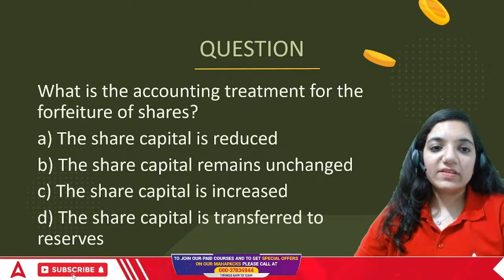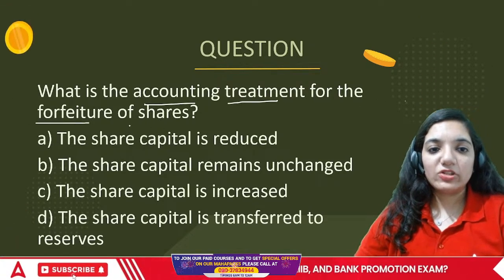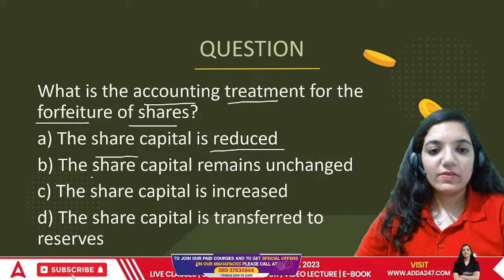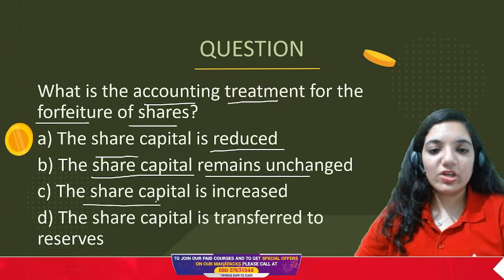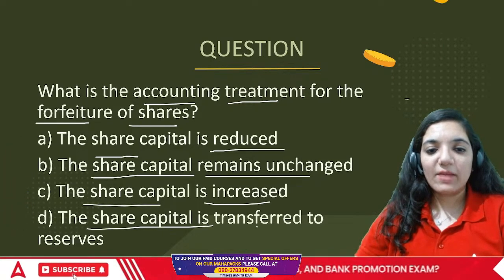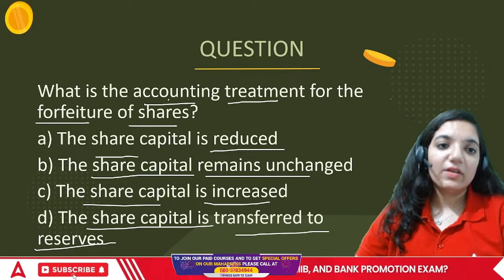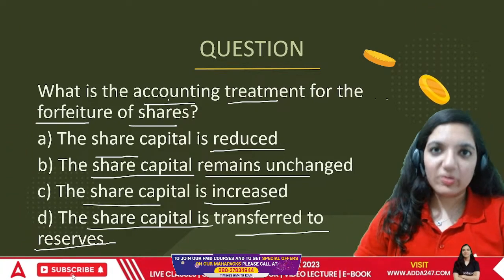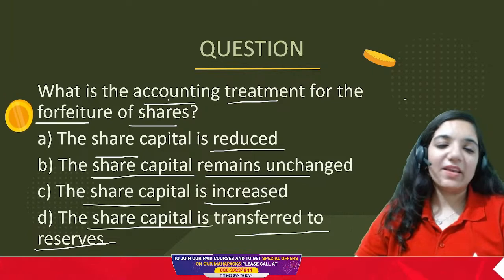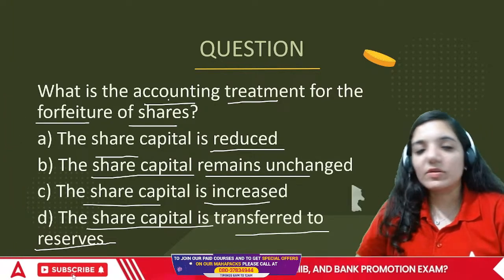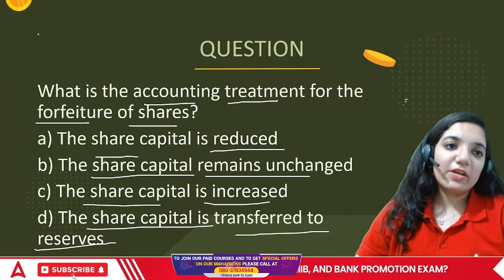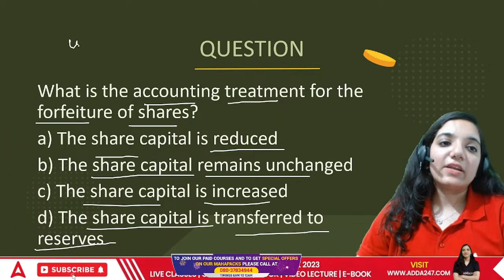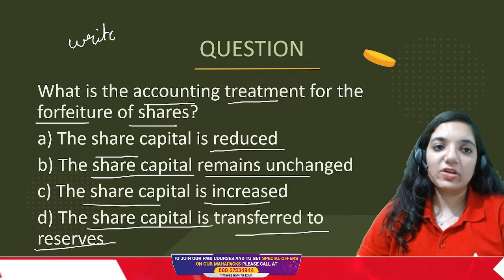What is the accounting treatment for the forfeiture of shares? The share capital is reduced, the share capital remains unchanged, the share capital is increased, the share capital is transferred to the reserves. Forfeiture means we ask the particular person to pay, but he said, I don't have the money, I cannot pay you, I'm sorry, or he's not responding at all, and ultimately we decide to scrape off his share. That means we decide to write off his part of share.